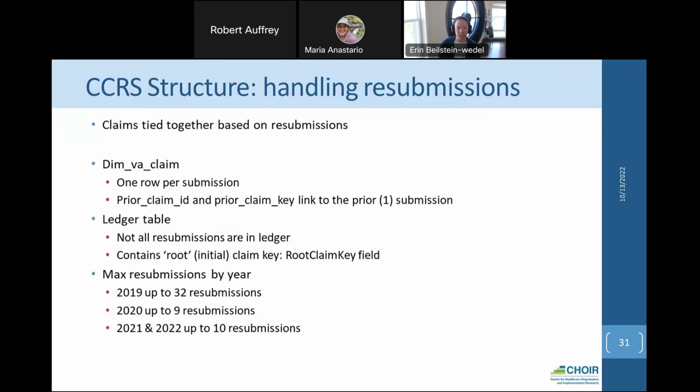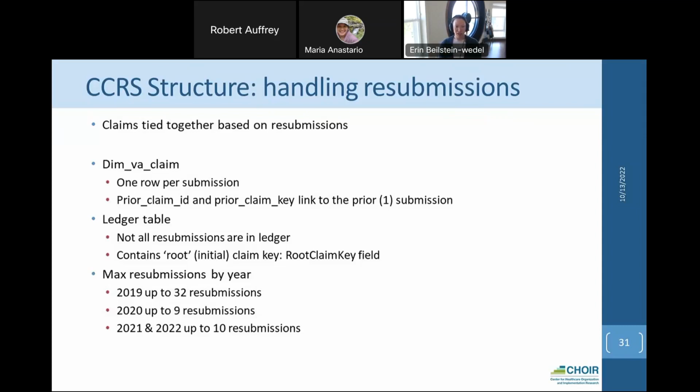So one option is to use the ledger table. Not all resubmissions are in the ledger table, but most of them are. And that has a field called root claim key, which is essentially the claim key for the very first submission, and then all of the resubmissions also have that root claim key, so you can figure out which one is the most recent. I have a screenshot, some code to show you how to do that.